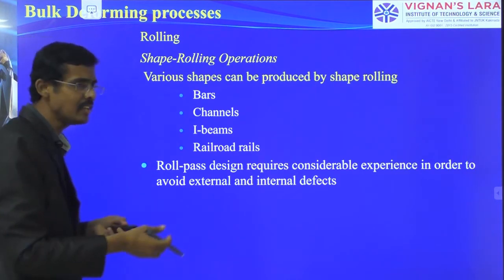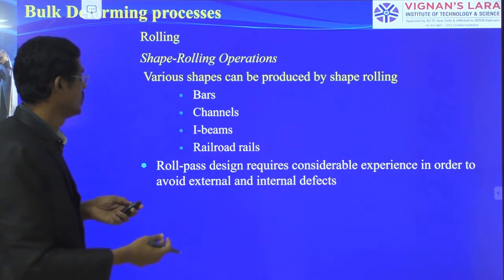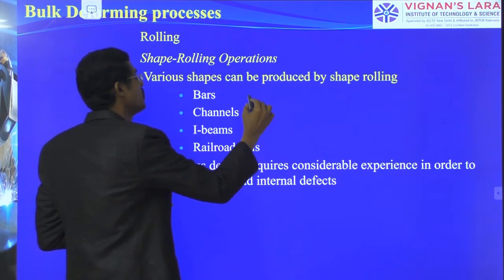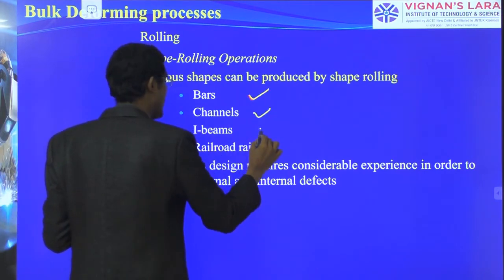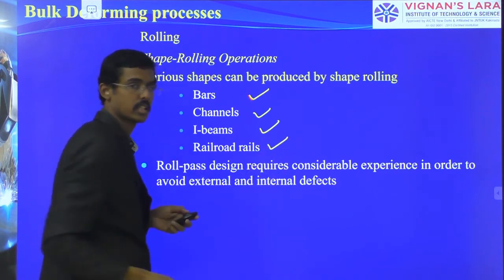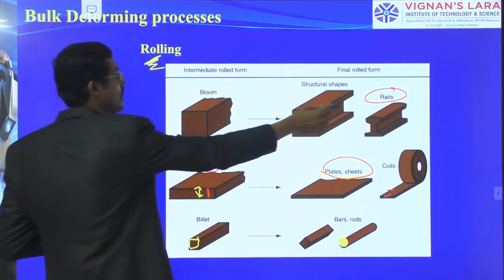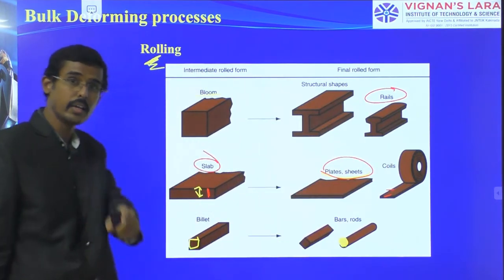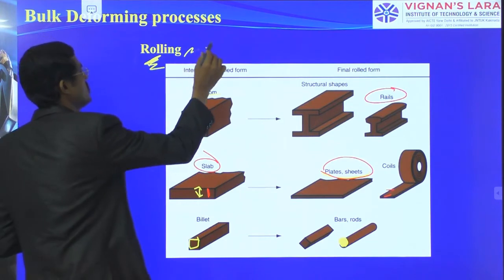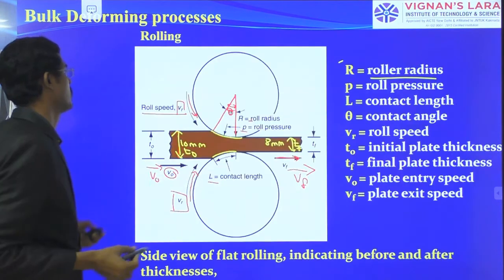This is about the various shapes we can form, as in the image. You see, in the image we can form bars, channels, I-beams, railroad sections. Where have we seen this? We have seen it here, in this image. So rails, plate sheets, coils, bars, and rods using rolling operations. That is what various shapes we can form through rolling treatments.